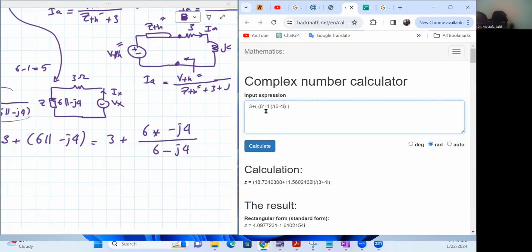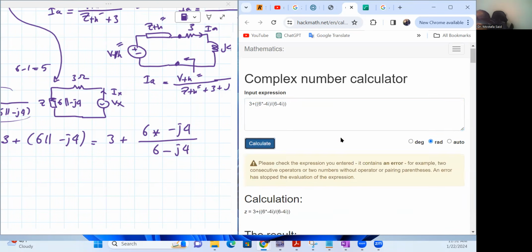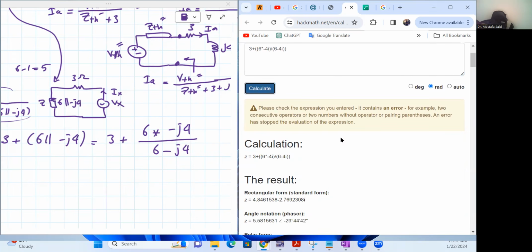Let's review. 3 plus, we have the fraction. The fraction is between two parentheses. We have the numerator, 6 multiplied by minus 4i, divided by 6. Oh, that's good. So let's just remove these spaces and press calculate. Oh yeah, we have a mistake here. Let's see.